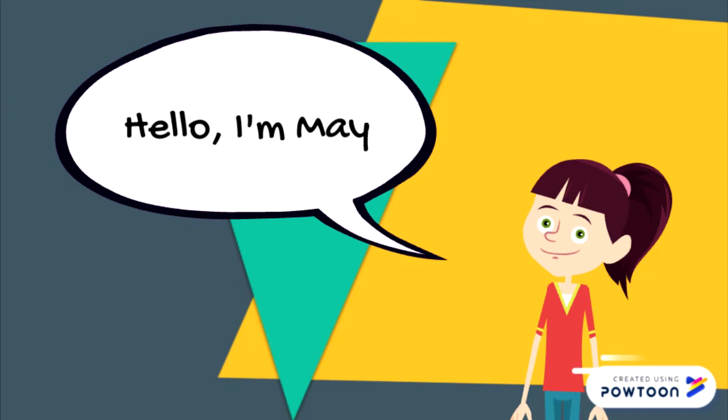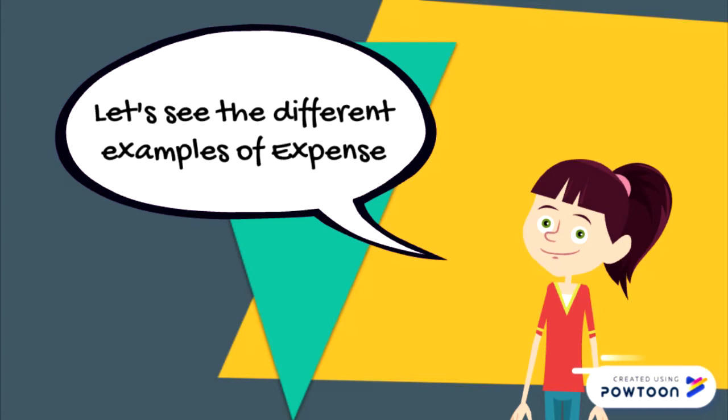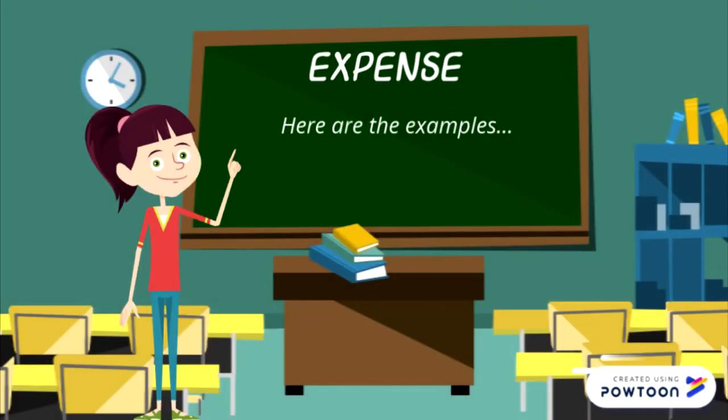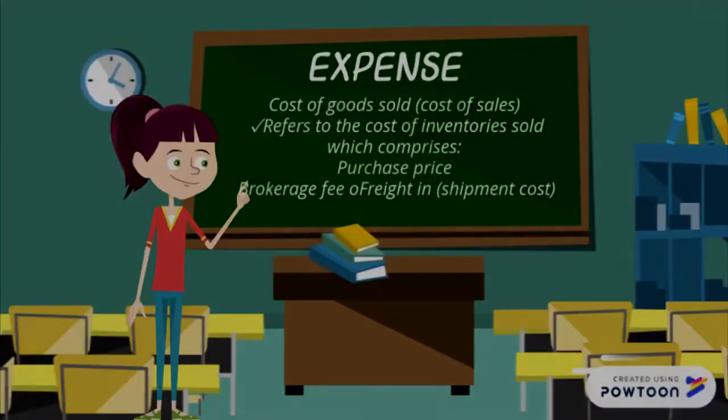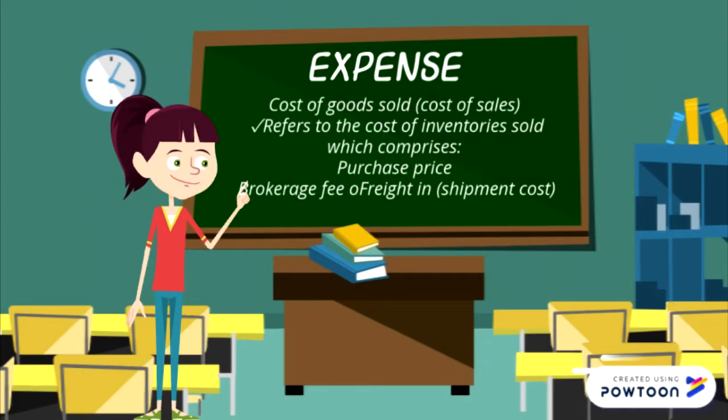Hello, I'm May. Let's see the different examples of expense. Here are the examples. Cost of goods sold or cost of sales, which refers to the cost of inventory sold, which comprises the purchase price and freight and or shipment cost.